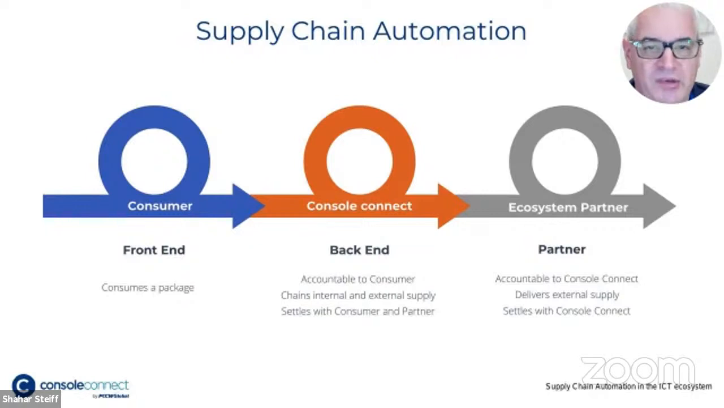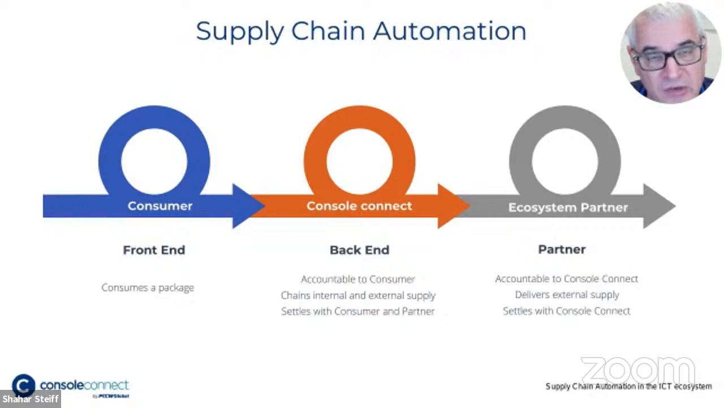We need to consider supply chain automation. On one side, there is a customer. The customer is facing the front end through which they consume a package, which could be a complex package or a simple package. Behind that sits our backend, which we call Console Connect, which is our own platform, which is accountable to the customer, and it chains internal and external supply.